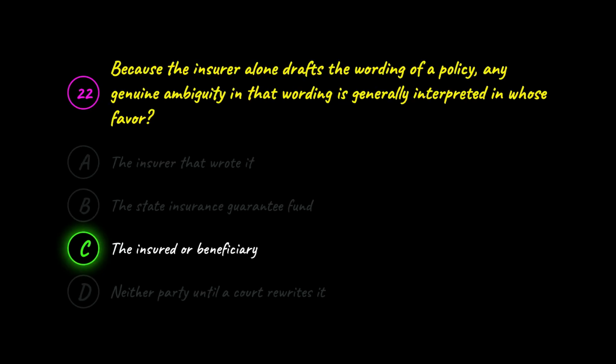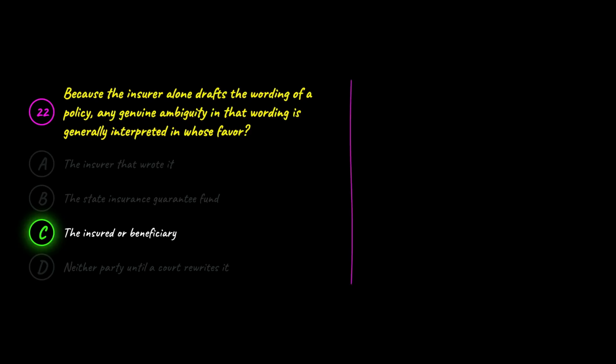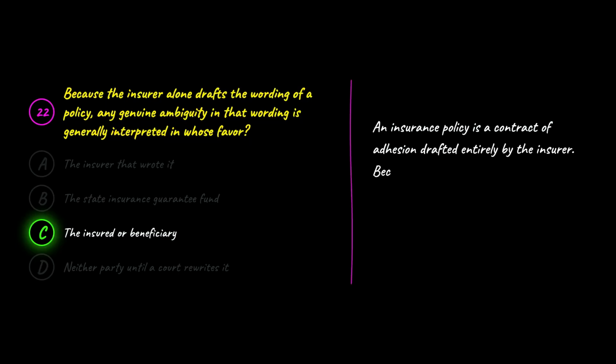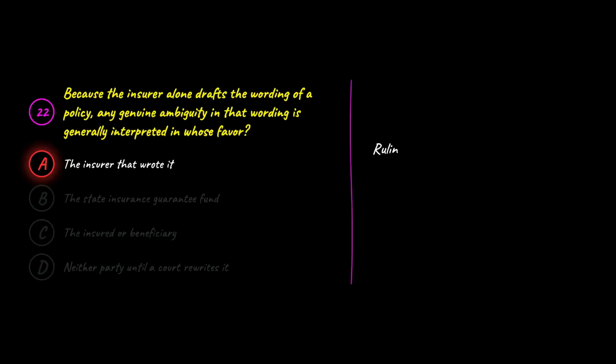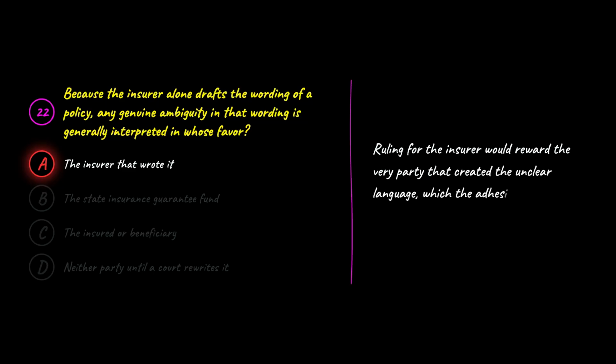The correct answer is C. The insured or beneficiary. C is correct because an insurance policy is a contract of adhesion drafted entirely by the insurer. Because the insured cannot negotiate the wording, courts construe genuine ambiguities against the insurer and in favor of the insured. A is wrong because ruling for the insurer would reward the very party that created the unclear language, which the adhesion doctrine specifically refuses to do.